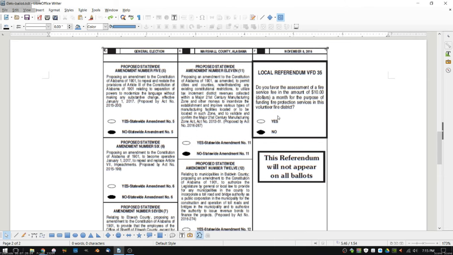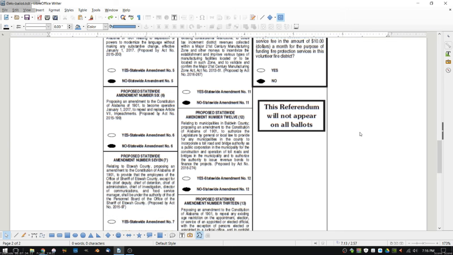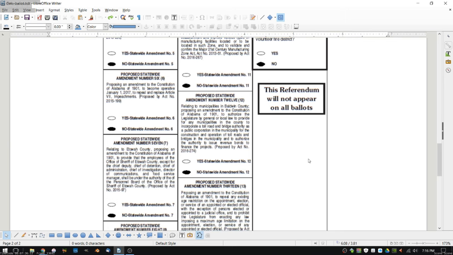For number 11, I'm going to vote no. This would give the city or county the sole discretion to determine the sale price of property. I don't believe they should have the sole discretion to determine the sale price of property, so that's going to be a no vote there. On number 12, I'm going to vote no.